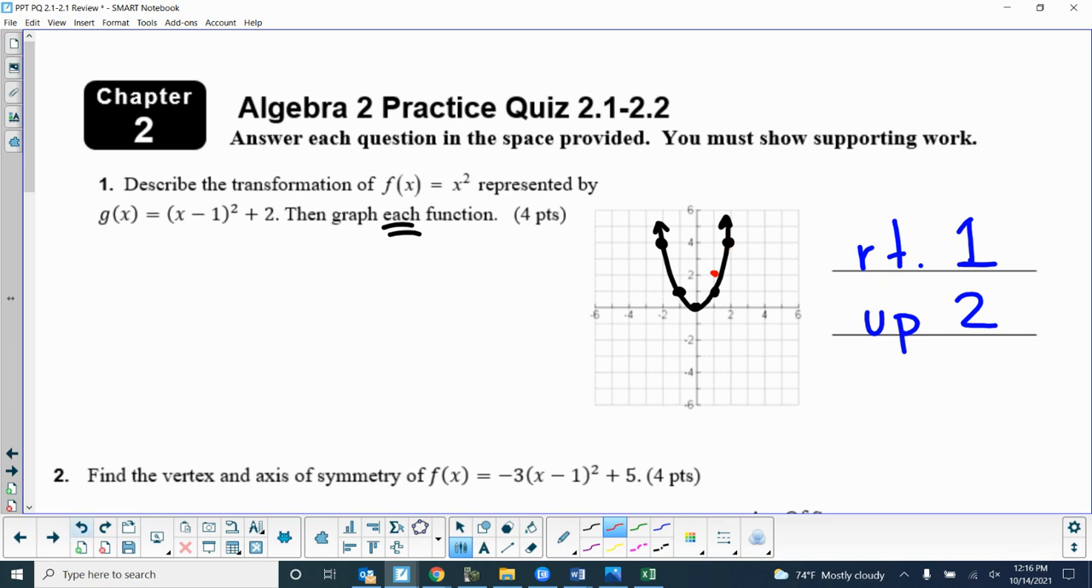Let's get rid of it. I went 3, I think. Right 1 up 2 is there, sorry. And then from this one, right 1 and up 2 is there. From that one, right 1 and up 2 is there. And here, right 1 and up 2 is there. So I just did each point, moved right 1 and up 2. Okay?